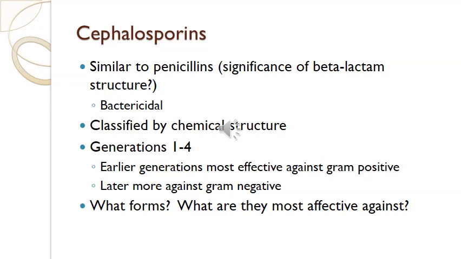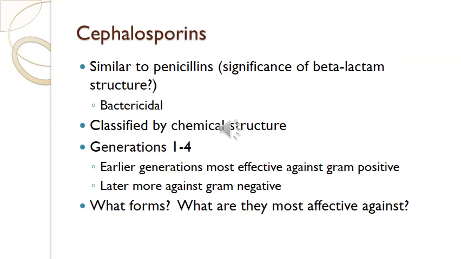Another commonly prescribed group of antibiotics are your cephalosporins. They're very similar to penicillins. They actually have the beta-lactam structure, which again makes them susceptible to that beta-lactamase enzyme that destroys it. So again, you have to be worried about certain types of bacteria that have the ability to do that. These are bactericidal, so they will also directly kill the bacteria in the body.